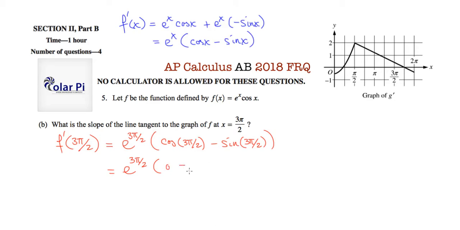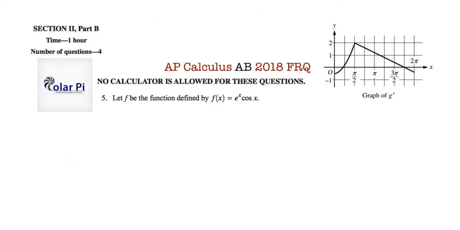And then minus sine of 3 pi over 2, on the other hand, is going to be, let's see, at pi, sine is 0, and so at 3 pi over 2, it's negative 1. So we have minus a negative 1, and so the minus turns into a plus 1, so we just have e to the 3 pi over 2. That's the slope of the tangent line to the graph of f at x equals 3 pi over 2. So that answers part B, and now we can move on to part C.